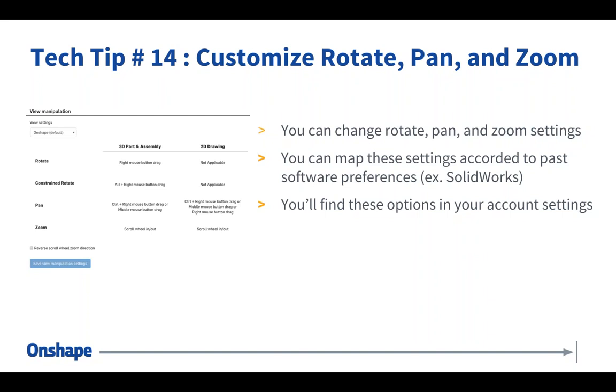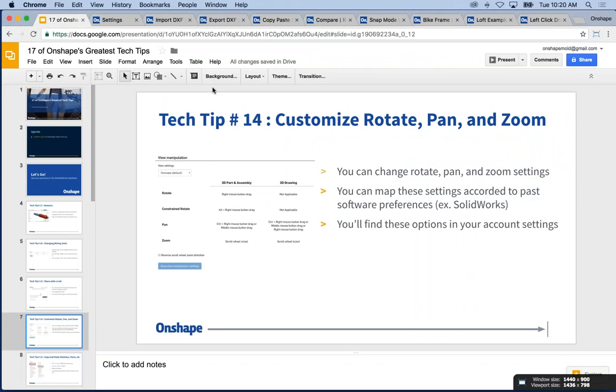And rotate, pan, and zoom seems to be the big one. As I'm coming from SolidWorks or another CAD application, I don't want to have to relearn rotate, pan, and zoom. I just want to make it match what I'm used to. And again, this is another example where you'll find options in your account settings. So I mentioned it before, but your account settings are very much what we're going to talk about here today in terms of managing all these preferences that you may have.